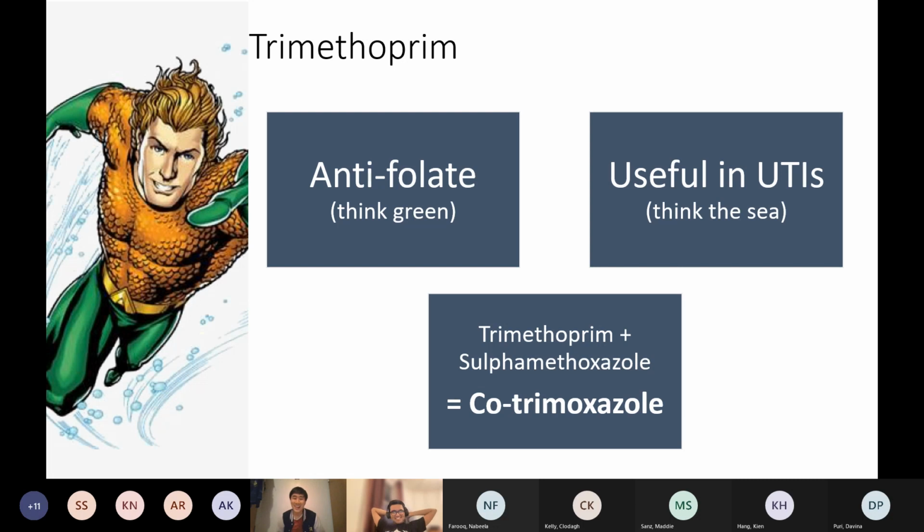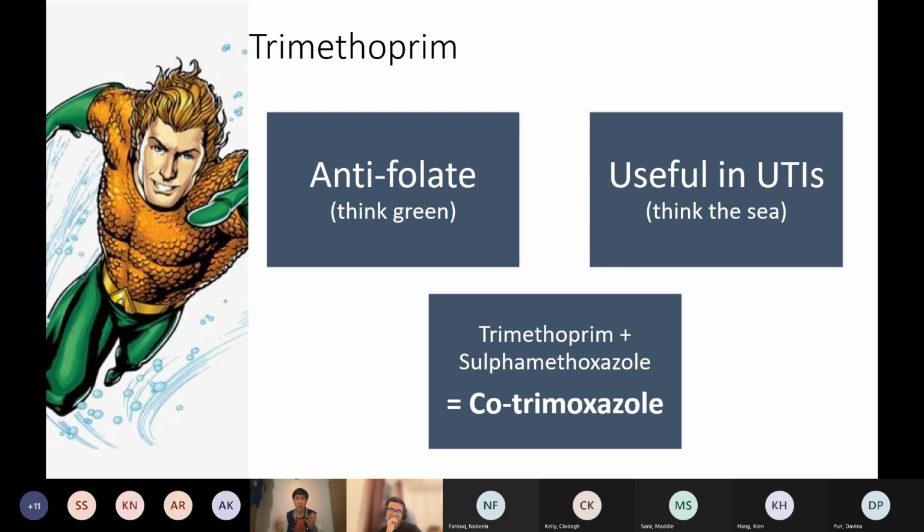God, I'm so rusty. We've got trimethoprim, another one of my least favorite antibiotics. It's not that useful unless we boost it up a bit. It's an antifolate, so with it we've got Aquaman here in his nice green trousers. Just think green leafy foods, antifolate. It's useful in UTIs, thinking of the sea. That's the most common use you'll see of trimethoprim in our clinical years.